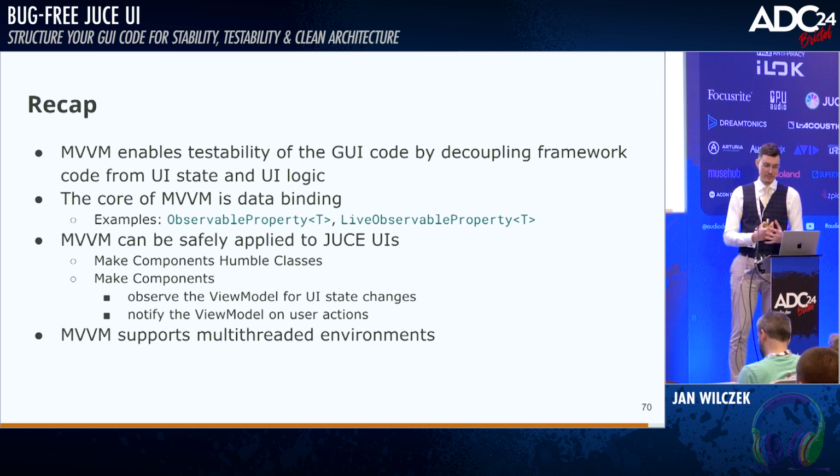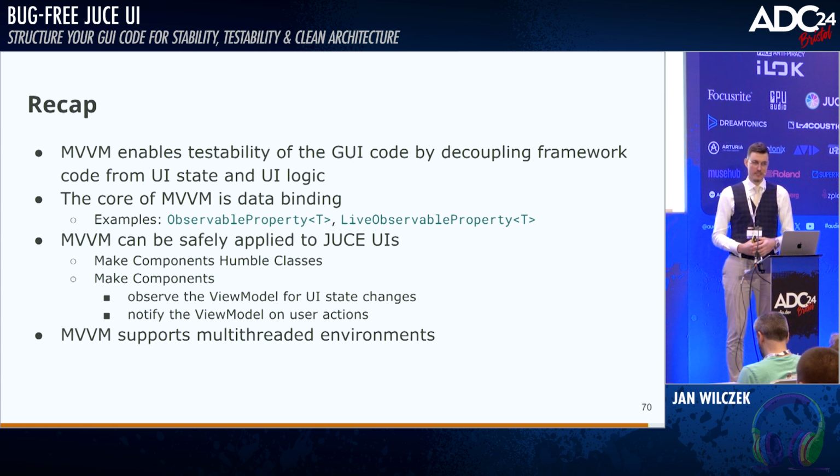Here are some facts about MVVM. It enables testability of the GUI by decoupling framework code from UI state and UI logic. The core of MVVM is data binding that we can implement via observable property. And we can safely apply MVVM to JUCE UIs, making components humble classes or humble objects, and observing the view model for UI state changes and notifying the view model on user actions. And we can also use MVVM in multi-threaded environments via the use of a live observable property, where the update to the UI state is postponed to the GUI thread.